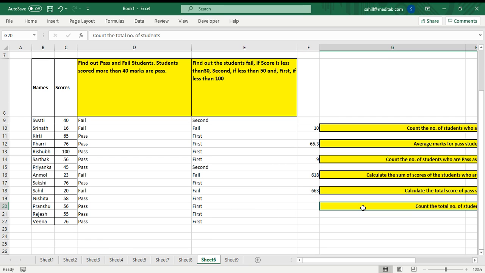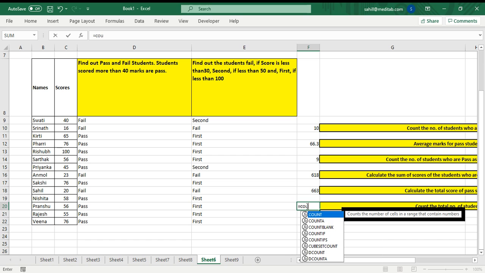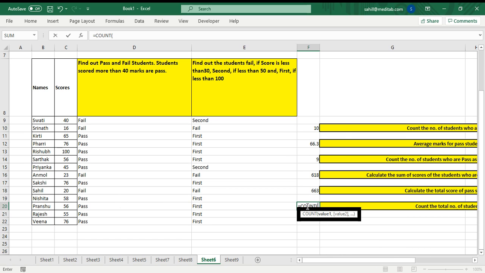And the last one: count the total number of students. It is directly asking, with no criteria. So COUNT, as I already told in the previous tutorial, is used for counting. I took COUNT to count the total number of students. I can select this scores column as well.